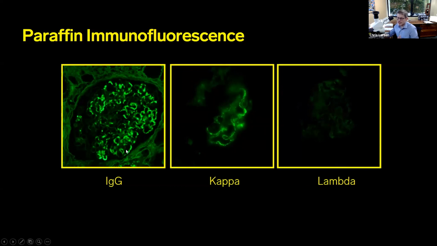And what we see is that while all the immunoglobulins were negative by routine IF, when we get to the paraffin immunofluorescence, we have positivity and a pattern like we would expect based on the light microscopy for IgG and for kappa, but not for lambda. So IgG kappa staining, that unmasks. We talk about unmasking. All that really means is false negative staining on the routine immunofluorescence.